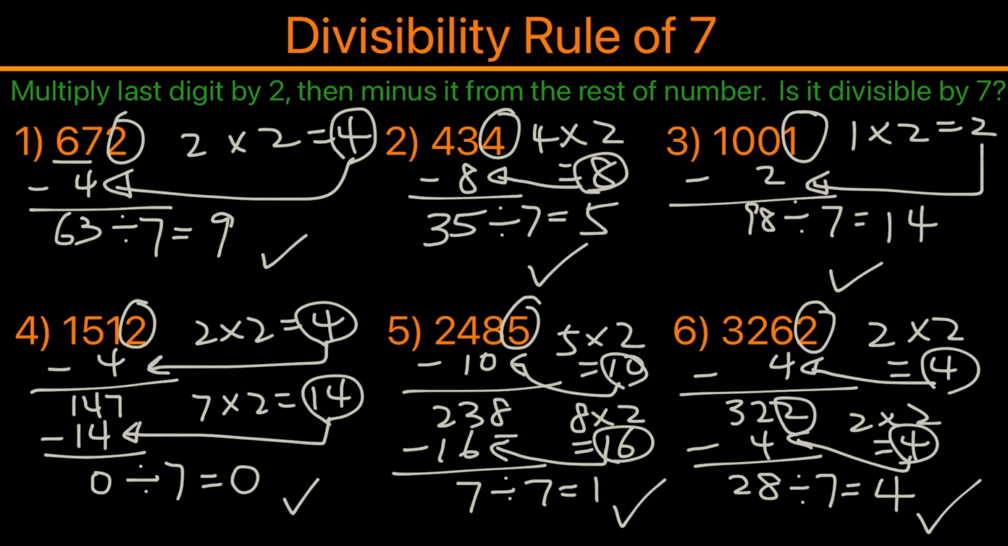So these are 6 examples of how you would find out if a number is divisible by 7.